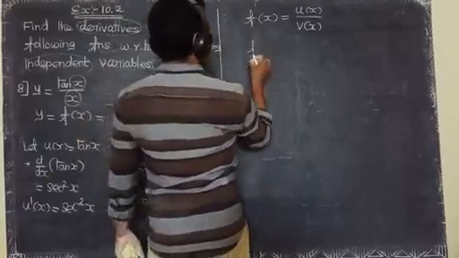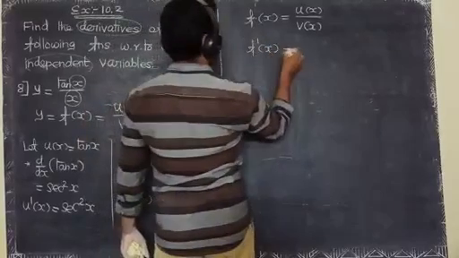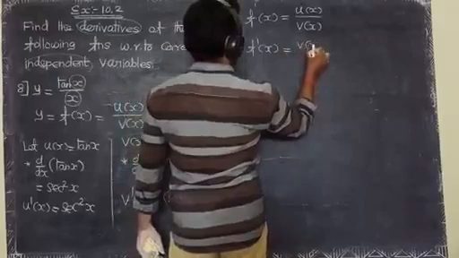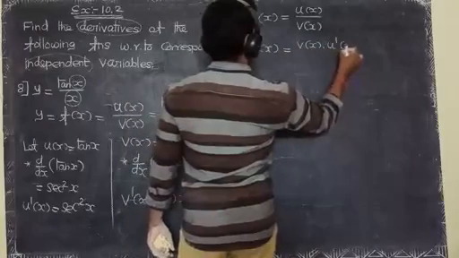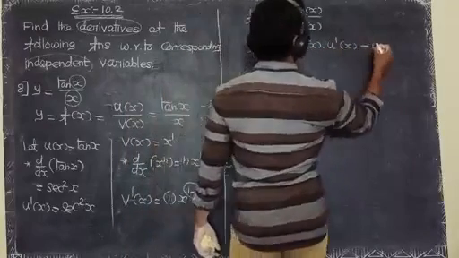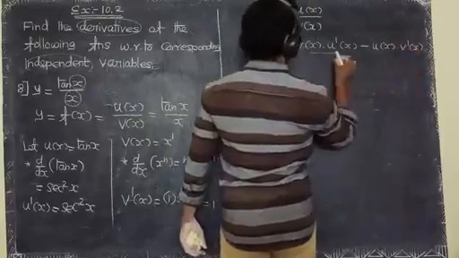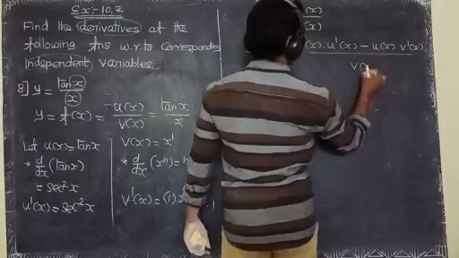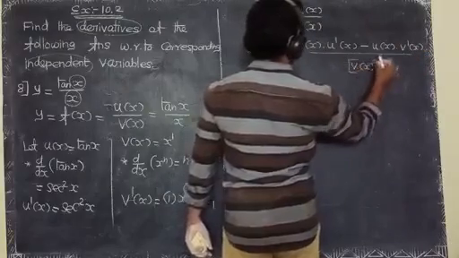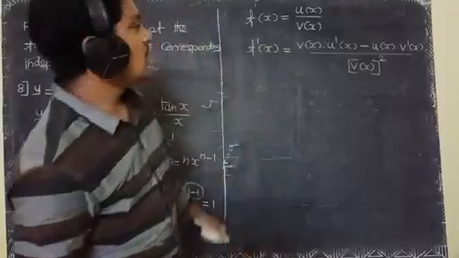In the derivative, f dash of x is equal to, in the formula, v of x into u dash of x minus u of x into v dash of x, divided by v of x the whole square. This is the quotient rule formula.